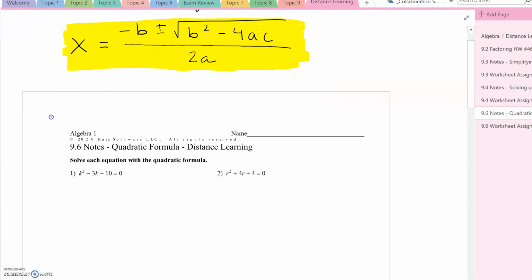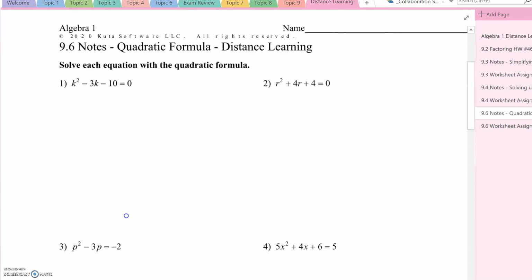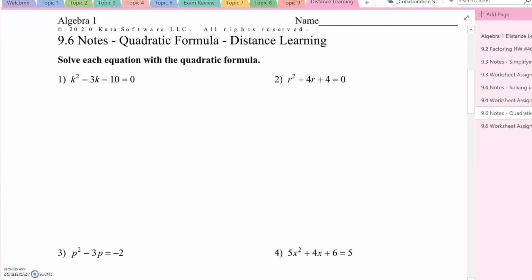So as we go here, let's try solving our first problem. We have k squared minus 3k minus 10 equals 0. If I use the quadratic formula of x equals negative b plus or minus the square root of b squared minus 4ac all over 2a, it'll probably be helpful for us if we label what a, b, and c are.